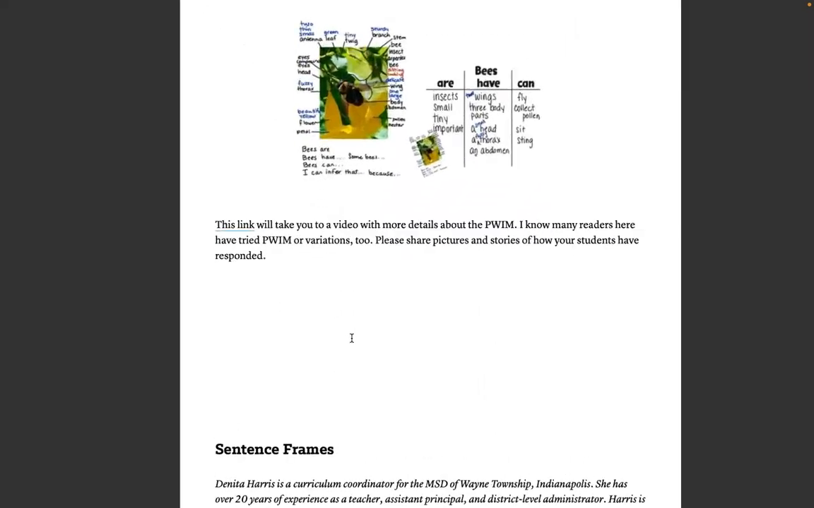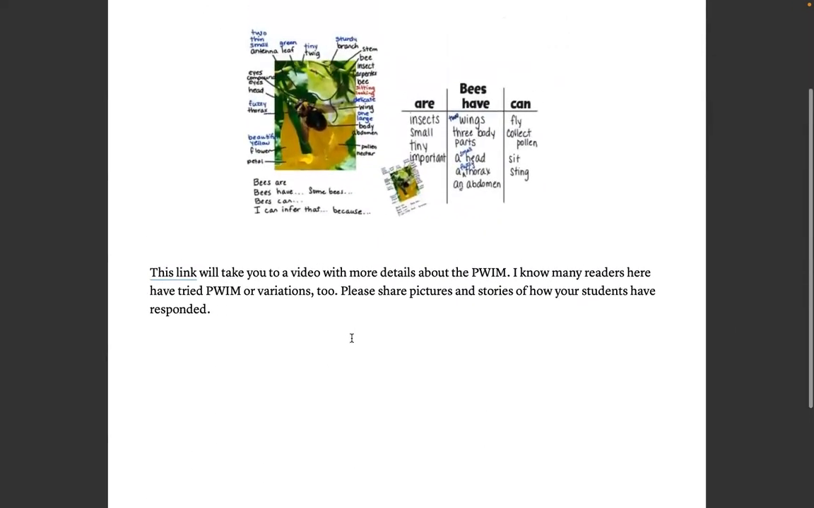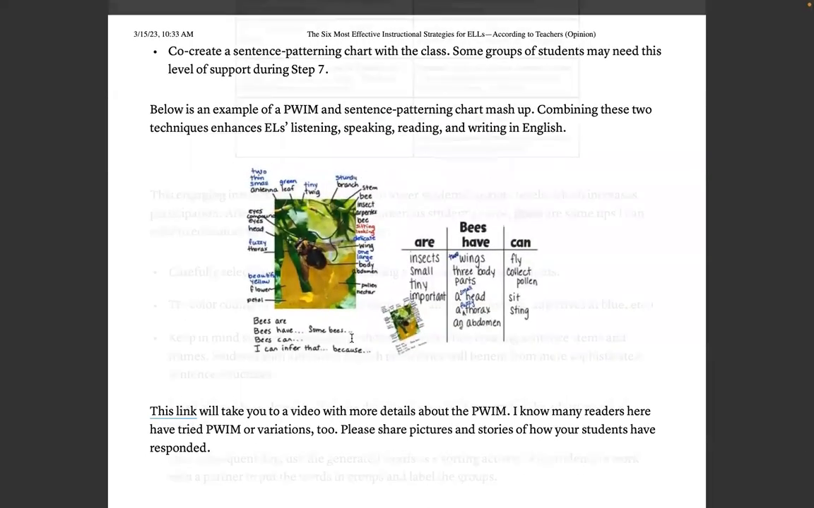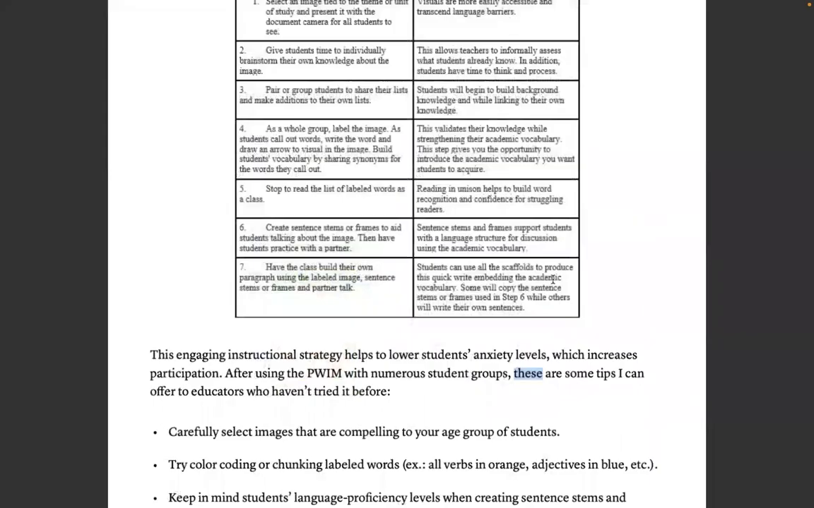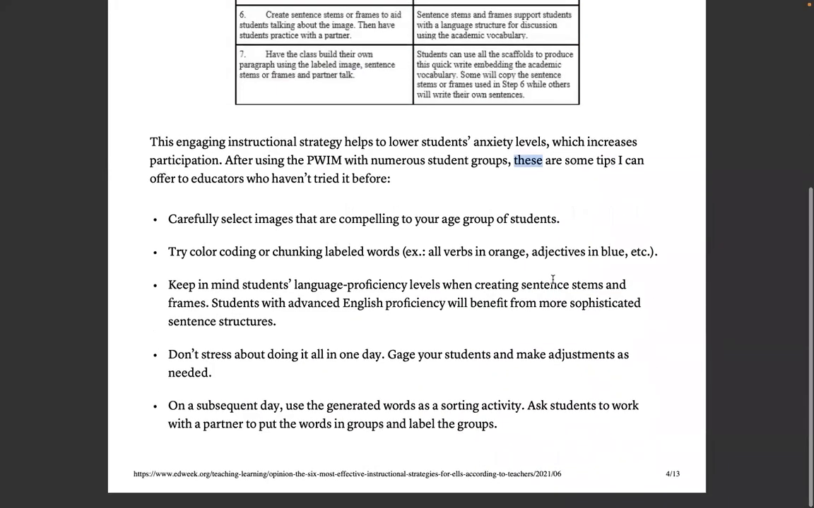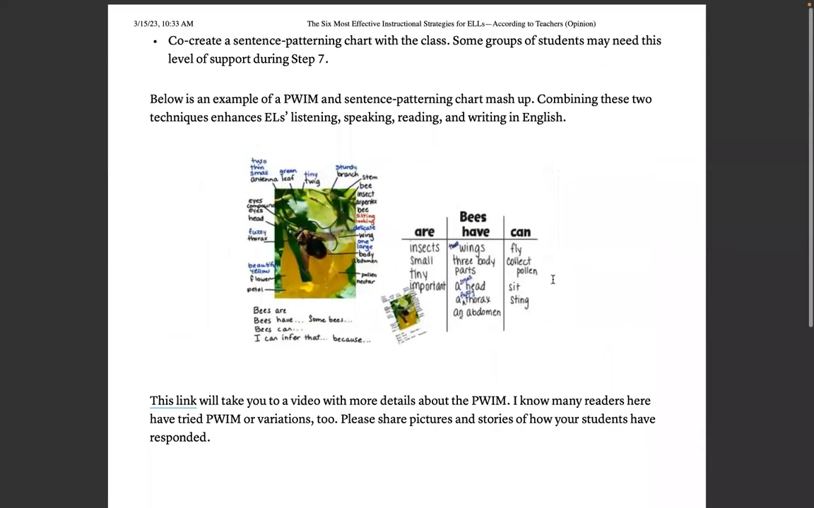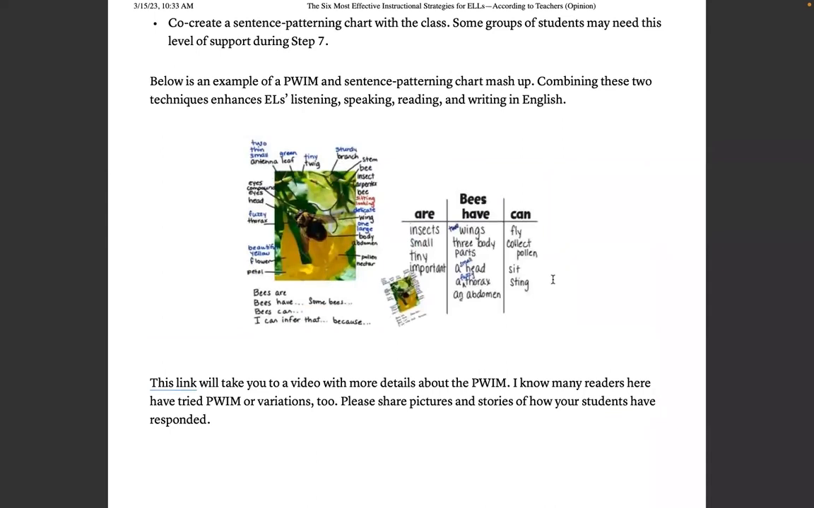So let's take a look at some examples here of the PWIM, picture word, what is it? Induction model. I was under the impression it was image model, but it's not because that'd be redundant. But let's take a look at what it does. It does involve utilizing all of the language. And we're not going to go in and watch the video here, but there's other things that they can do.